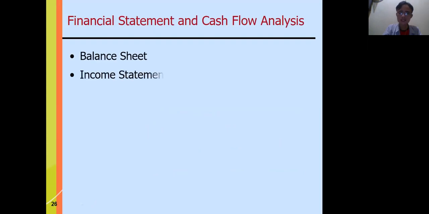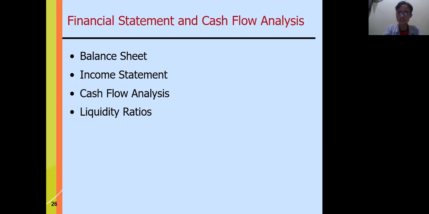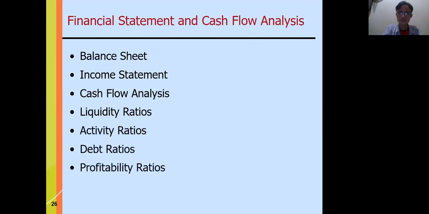Then these are the items that we've discussed so far for FS and CF analysis. The basic financial statements composed of the balance sheet and income statement. Then we also have the notes to financial statements, the statement of changes in equity, and the statement of cash flows, and our ratios: liquidity, activity, debt, profitability, and the market ratios.